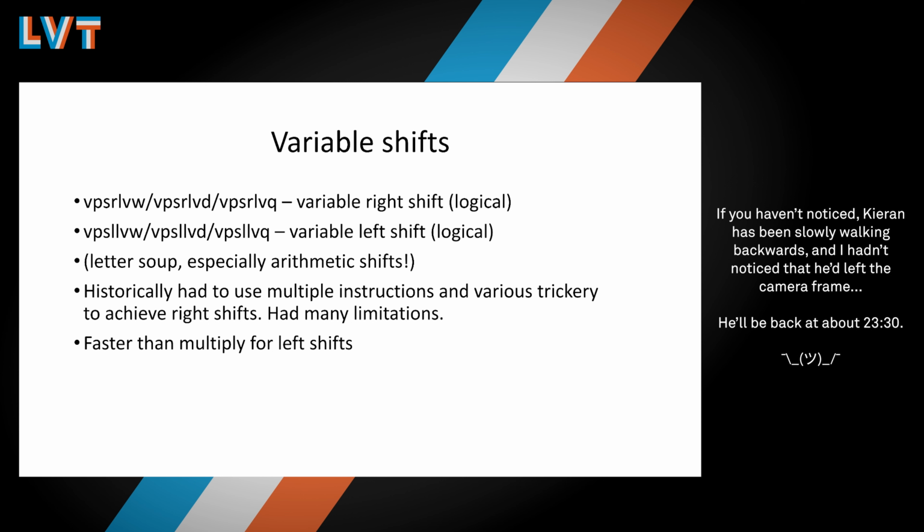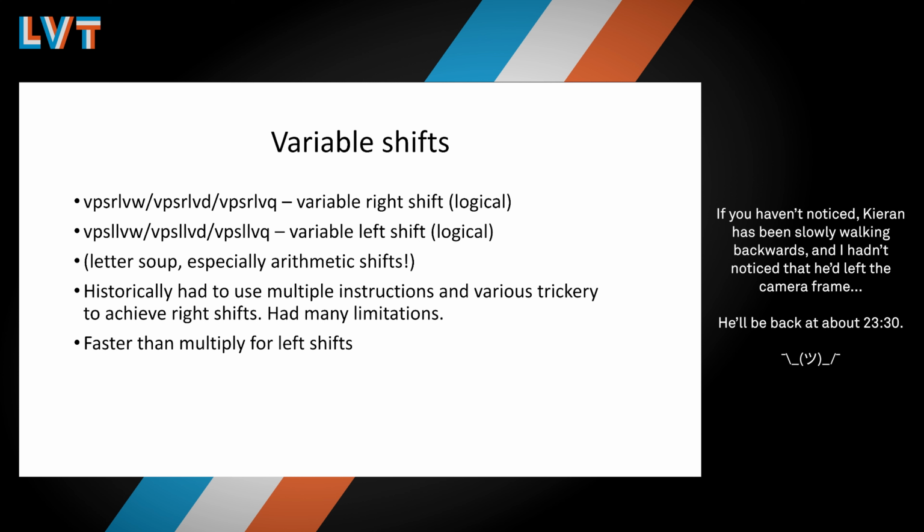Variable shifts. This wasn't something that was easily doable in the past. So if you want to have a bunch of data and you want to shift each element by a different number, there were lots of tricks, especially on right. Left is kind of okay because you can do a multiply. A shift is by definition a multiply. A left shift anyway, at least a logical left shift, is by definition a multiply by a power of 2. This is really confusing.